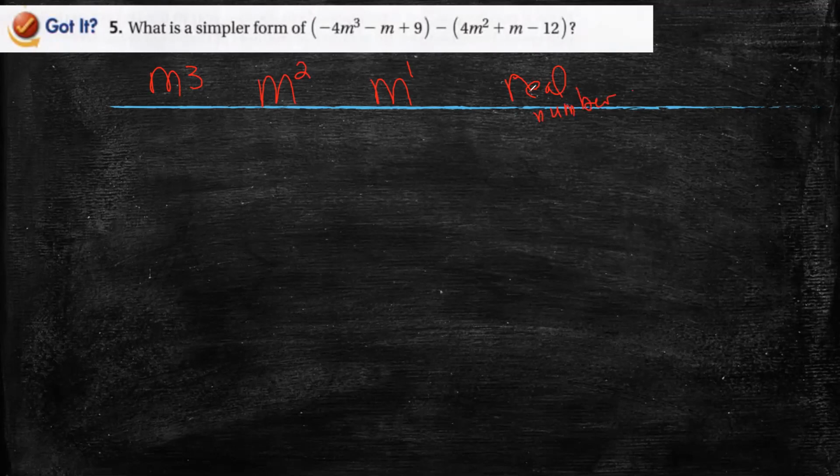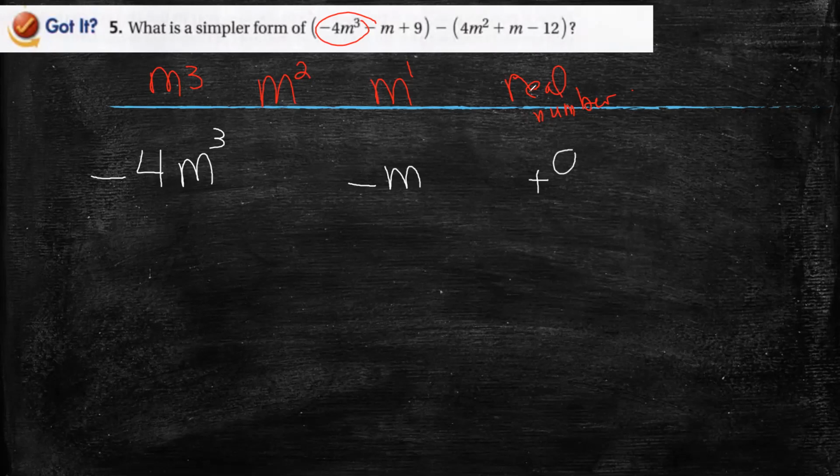Then, what did we have? m cubed. Yes, we have negative 4m cubed. Do you have m squared? No, we have only m, so write it under m. And we have plus 9. The second step: we have 4m squared, so it is here, plus m, it is here, and minus 12.